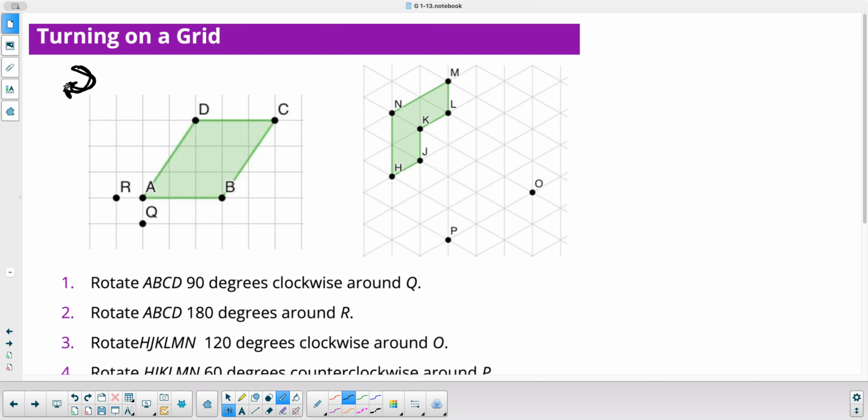Okay, so you're going that way. So A, B, C, D right here, 90 degrees clockwise around Q. So clockwise, this A is going to go right here to A prime. This is going to go down here. I actually didn't leave myself enough graph paper, but here's another trick you can do here.